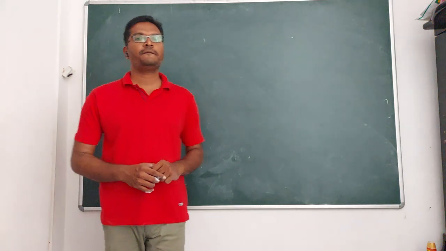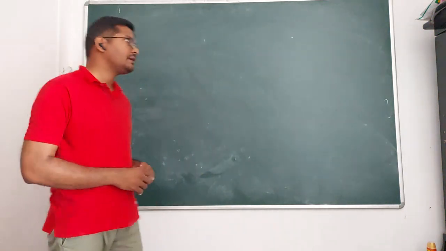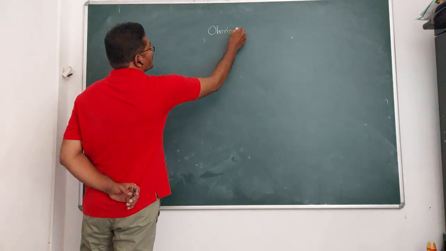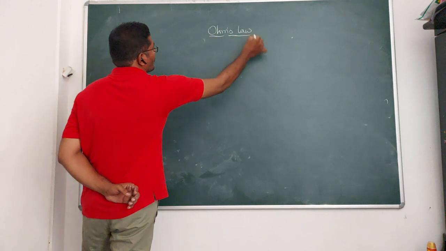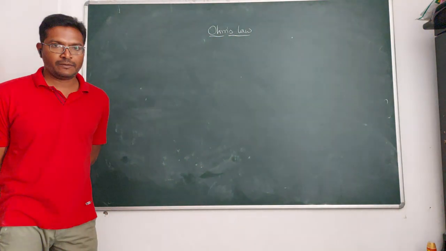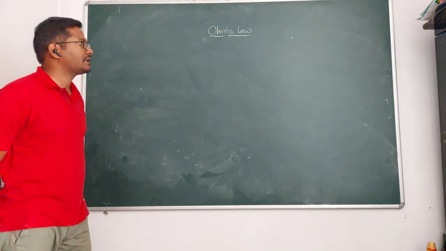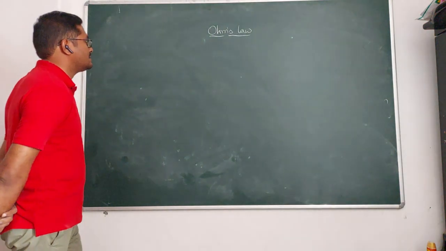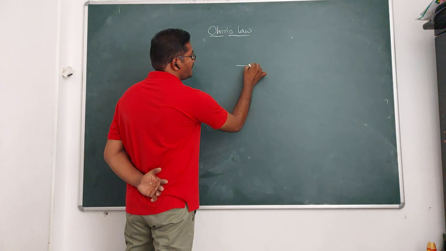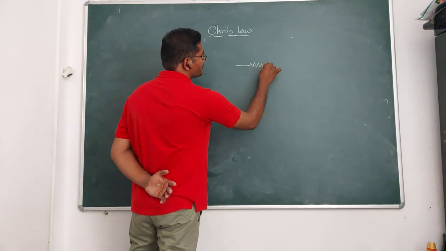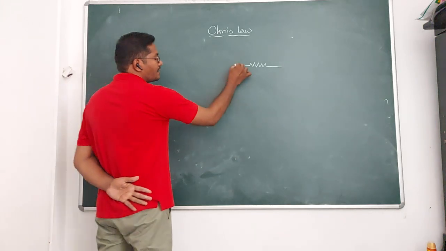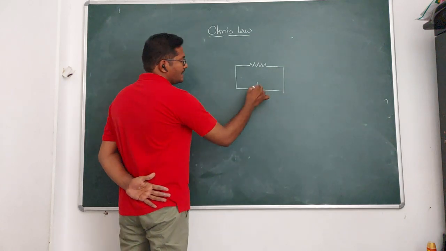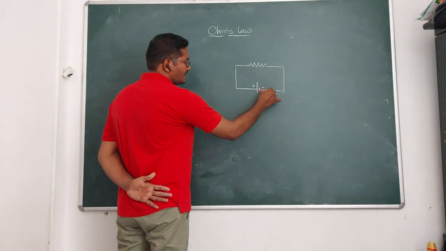Now we come to a new experiment which is very important. Here is Ohm's law. What did Ohm state? Ohm is a scientist who has given a statement. The statement given by Ohm's law is, suppose you have a resistance here which is connected to a battery, a cell. This cell has a positive terminal and this is the negative terminal.